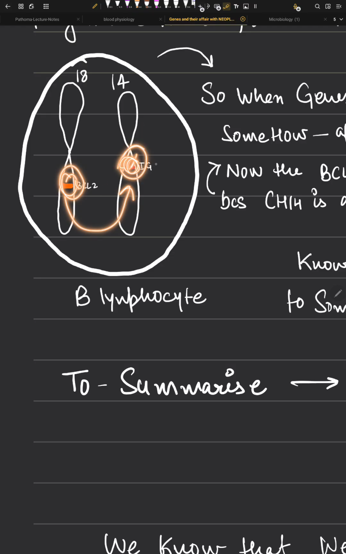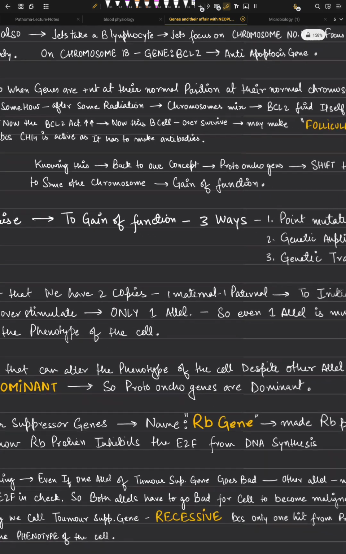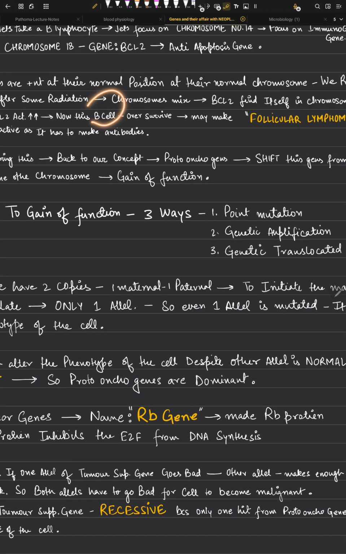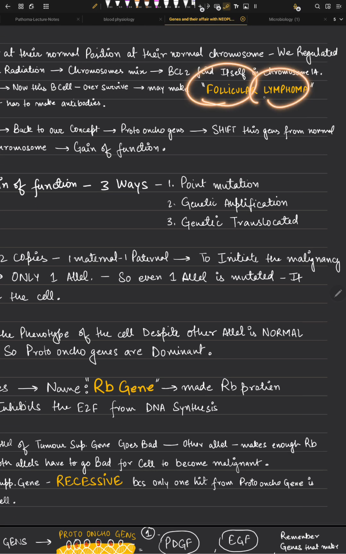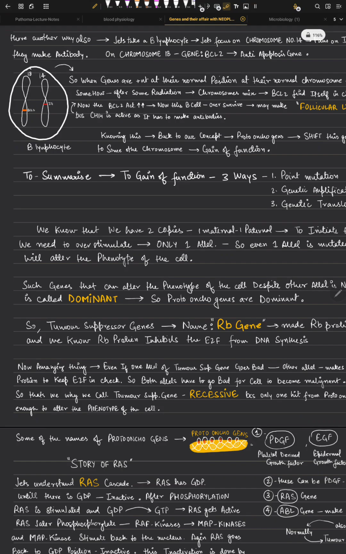Now, because of this jumping, the BCL2 stays on. And we know BCL2 is an anti-apoptotic, right? So if this B cell survives, anti-apoptosis means it will stop the apoptosis. The cell that was supposed to die will not die now. Imagine, you will have more population of these B cells, and it will lead to follicular lymphoma. I hope we understand this.